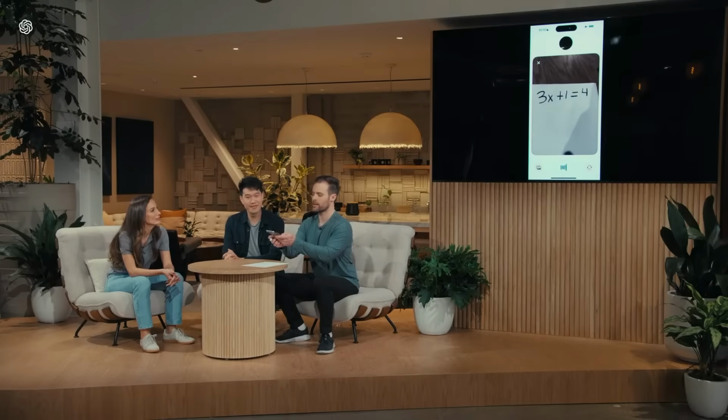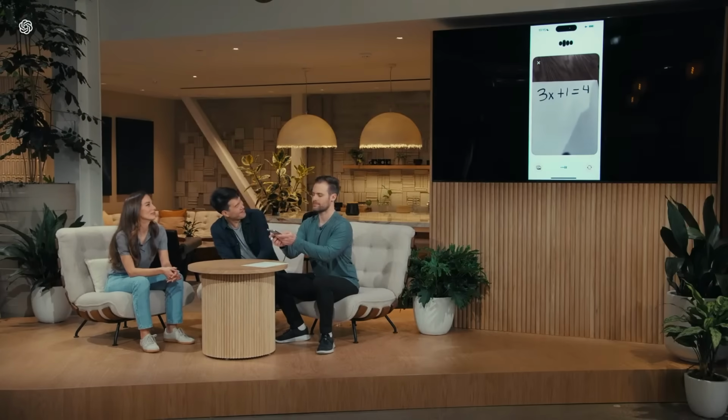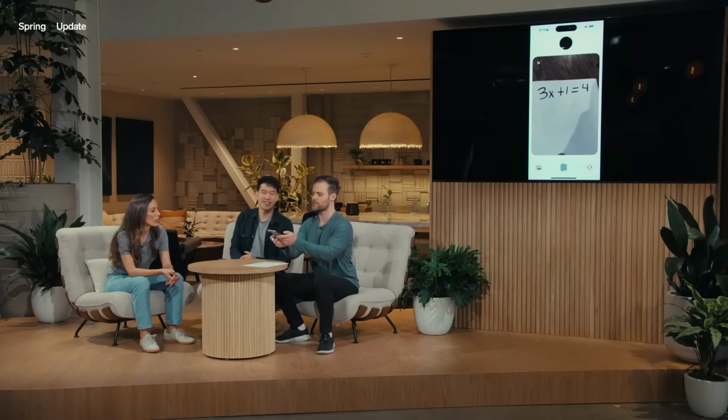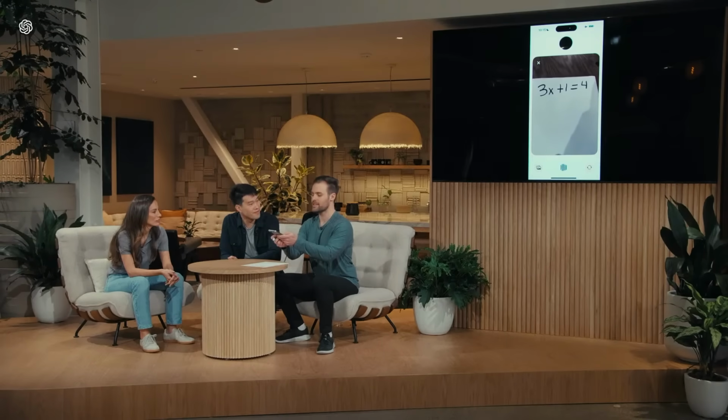ChatGPT, what equation did I write down there? Ah, I see it now. You wrote down 3x plus 1 equals 4. So what's the first step I should take to try to solve this? The first step is to get all the terms with x on one side and the constants on the other side. Okay, I'm going to try to subtract 1 from both sides, and then I'll see what I get.